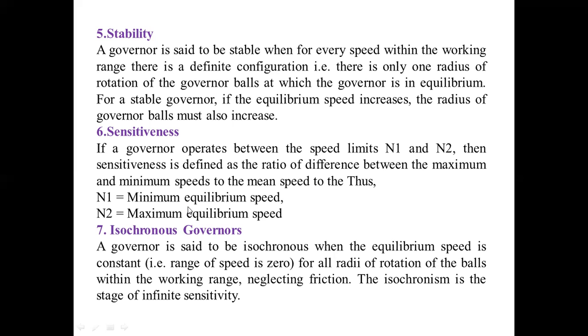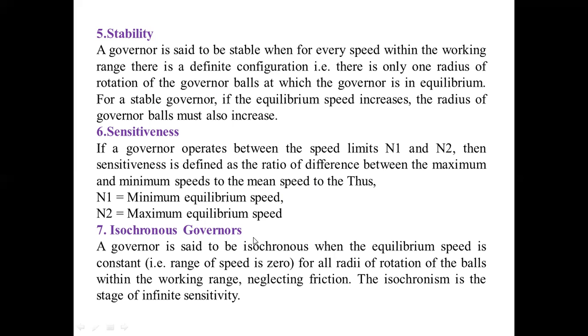Sensitiveness of a governor is defined as the difference between maximum and minimum speed to the mean speed. That is (N2 minus N1) divided by ((N1 plus N2) divided by 2). (N1 plus N2)/2 is the mean speed, and the difference between maximum and minimum speed is N2 minus N1. Therefore, it is the ratio of (N2 minus N1) to (N1 plus N2)/2. That is called the sensitiveness of the governor.